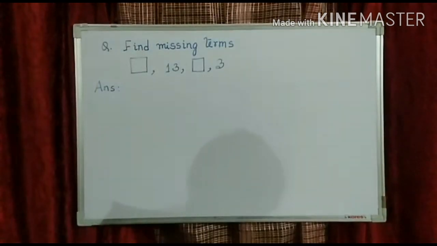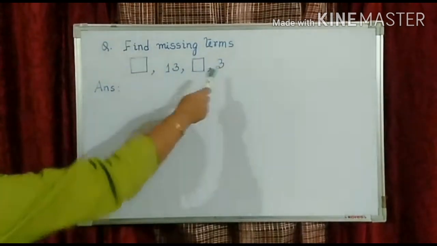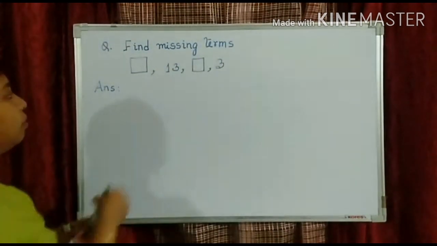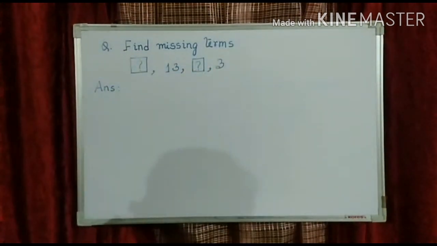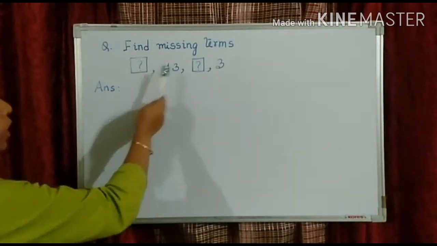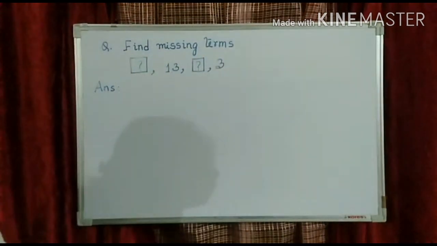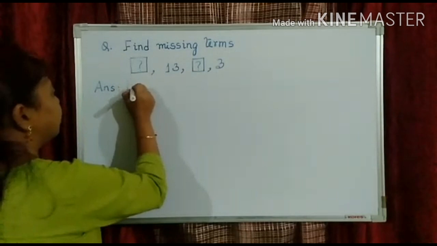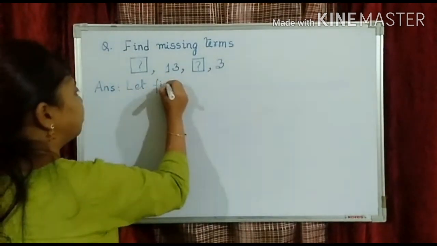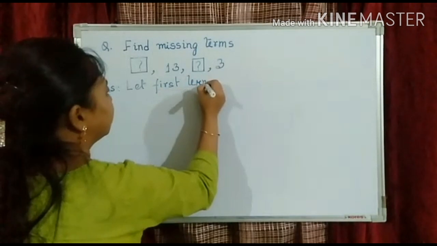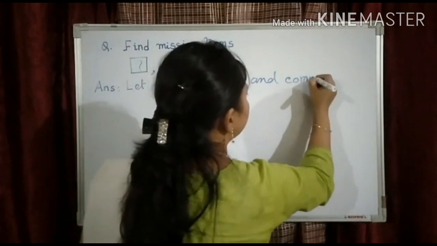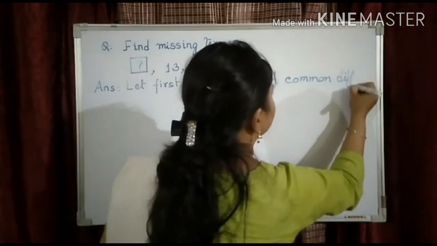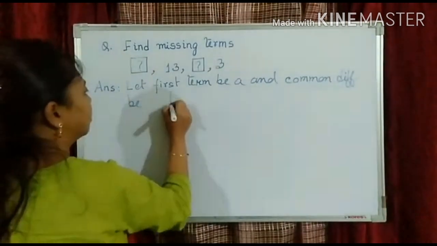Now next question. Find the missing terms. Here this is an AP. The 2 boxes mean the terms are unknown, and we have to find them. In this type of question, when asking for the first term or the third term in the AP series, where the series is given, we generally start in this way. Let the first term be A and the common difference be D. That we write down.